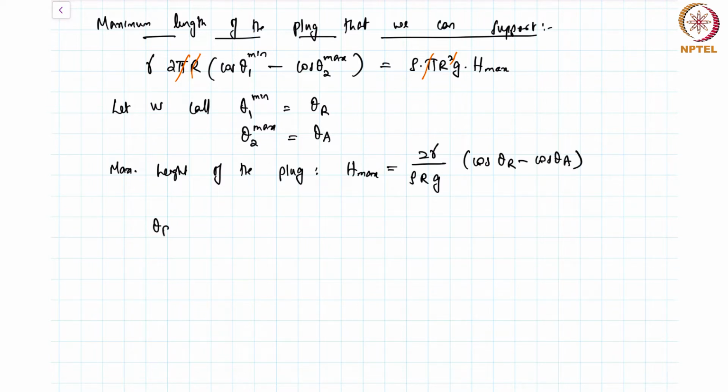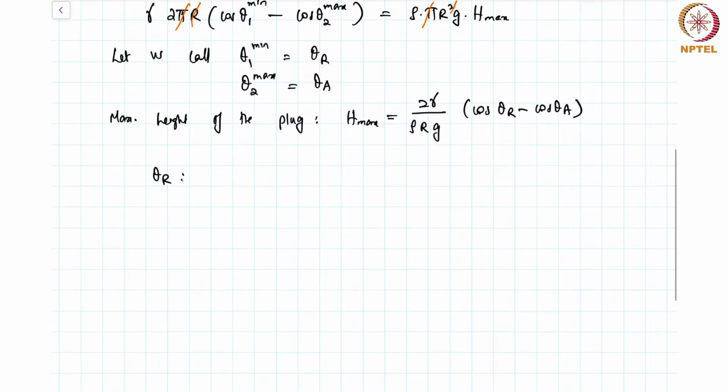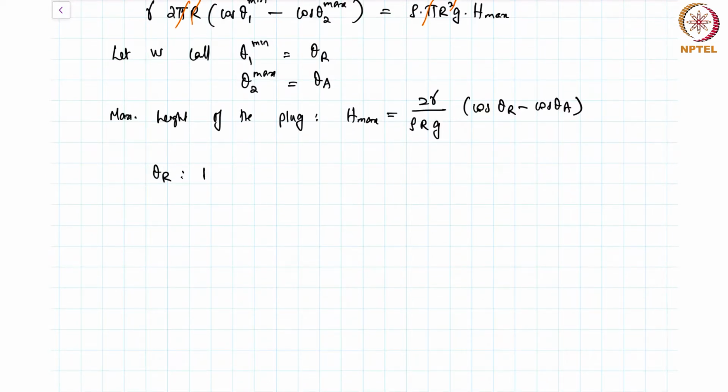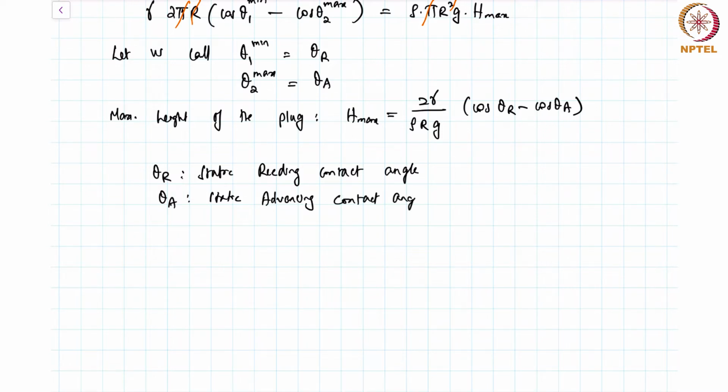So this theta R is called the static receding contact angle. Sorry, I'm making a few mistakes here. And theta A is the static advancing contact angle.